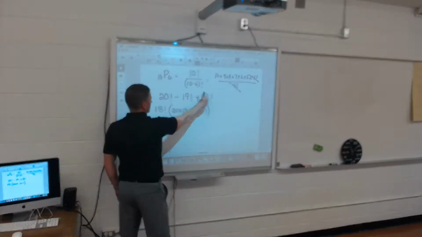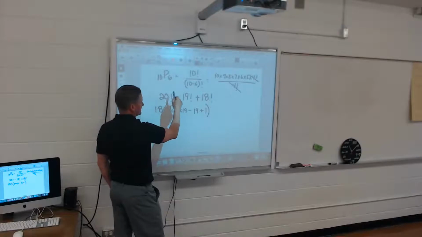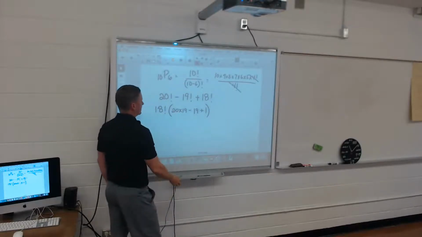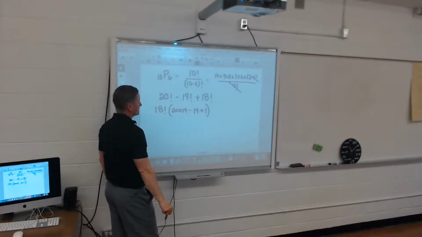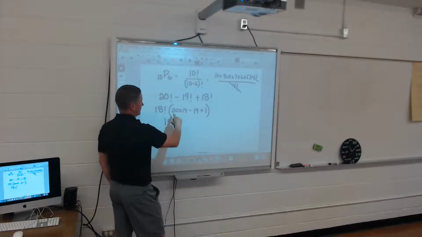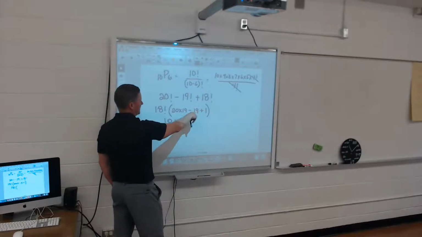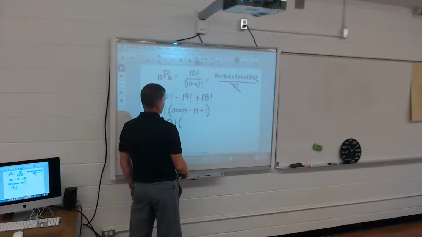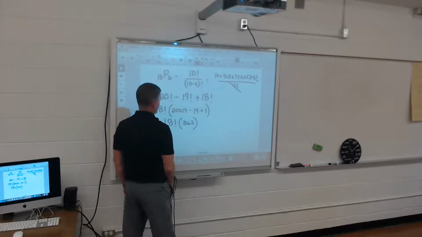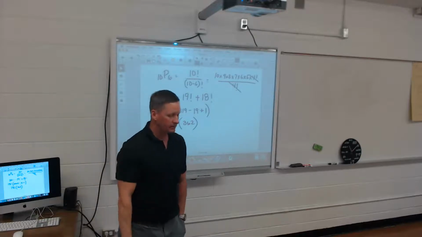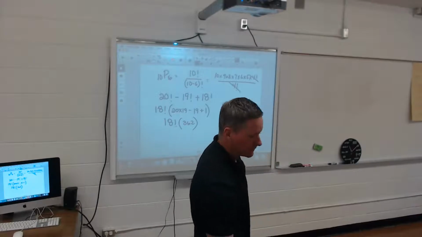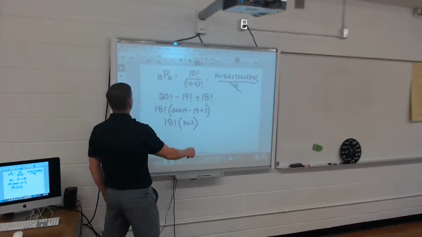Okay? If I break this down, this is 20 times 19 times 18 factorial. This is 19 times 18 factorial. Factor the 18 factorial out. What am I left with? 380 minus 19 is 361. Add 1 is 362. All right, that's new to you. We didn't do anything like that in the applied course.